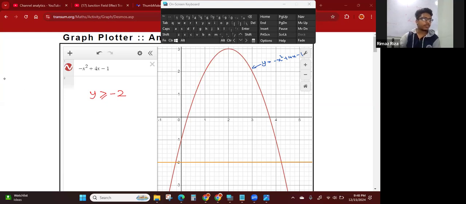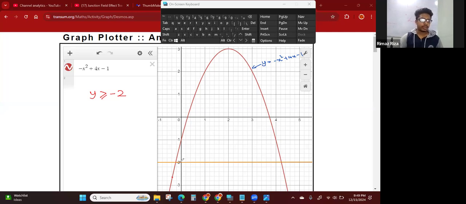Okay. So therefore, if you consider a point somewhere here, will it be greater than minus 2? No. So you have to consider the values for which y is greater than minus 2. Okay, so only these values of the graph are greater than minus 2. So you want to write the corresponding range.